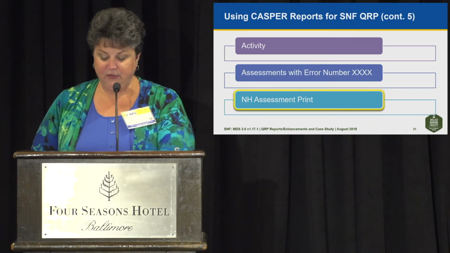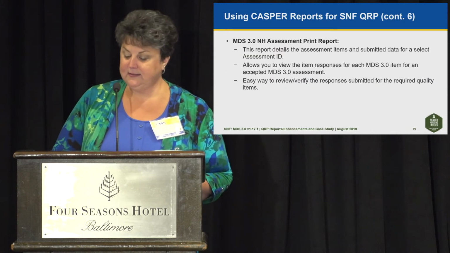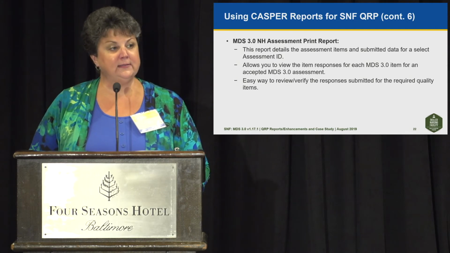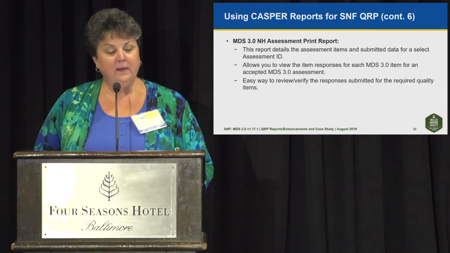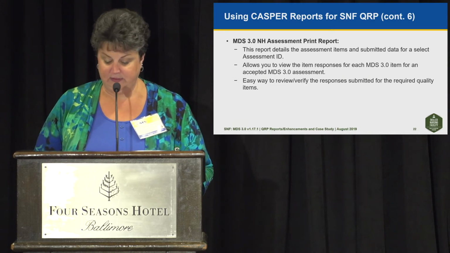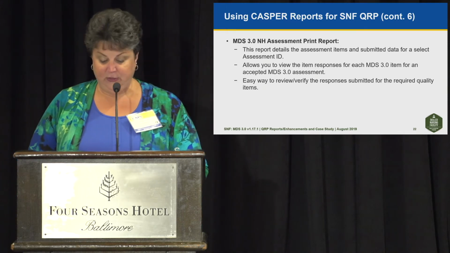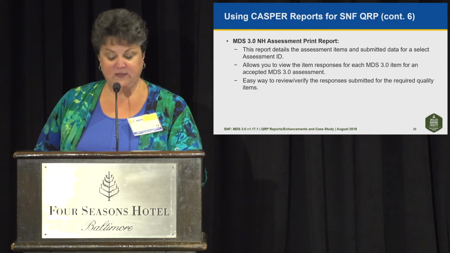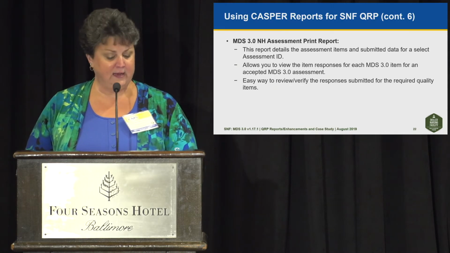And next is the nursing home assessment print. This report details the most recent assessment items submitted for a select assessment ID. And the assessment ID is an internal identifier that the MDS submission system assigns to a resident's record or a resident's assessment. The criteria selection for this presents an opportunity for you to put in that assessment ID. And this report allows you to view the item responses for that particular MDS item in that accepted assessment.